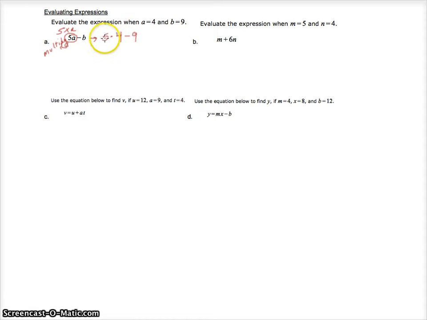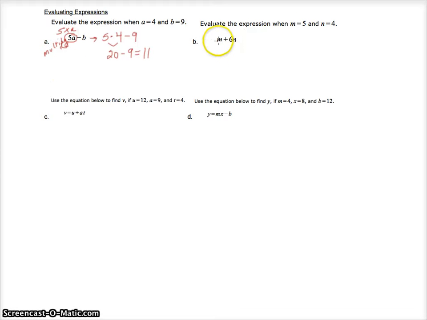I don't have any parentheses, I don't have any exponents, but I do have multiply, so I need to multiply first. 5 times 4 is 20, minus 9, so 20 minus 9 equals 11. And that's how it works. You just replace your variables and you follow the order of operations.